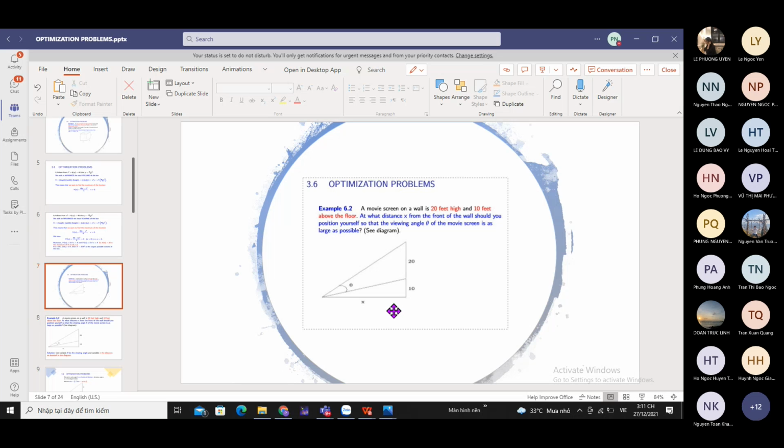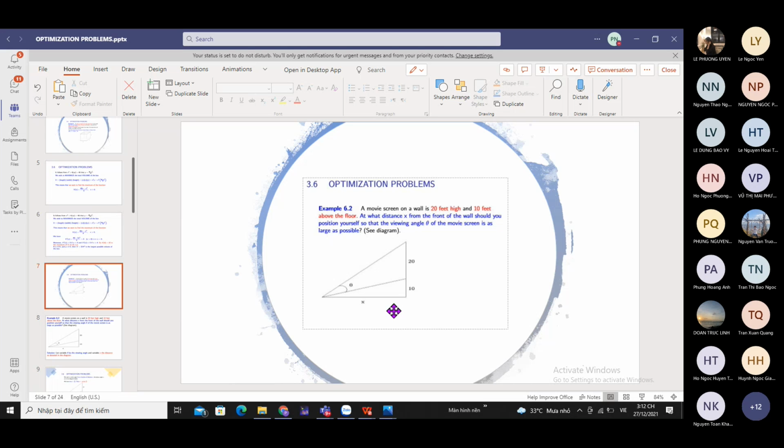So look at the figure, you see? We have got a movie screen. It is 20 feet high and it is put 10 feet above the floor. Okay, it's so clear, huh? Look at the figure. Now we want to determine our position so that we get the best view. This means we get the maximum value for theta.